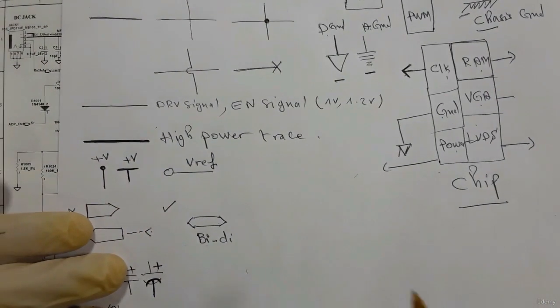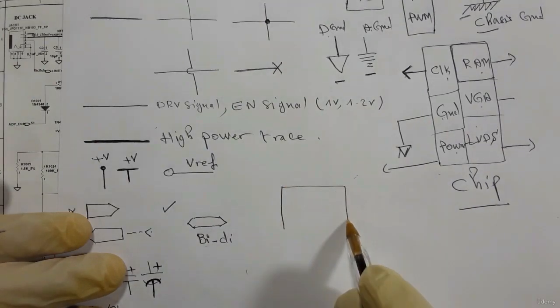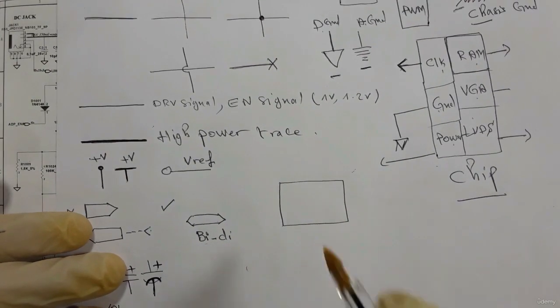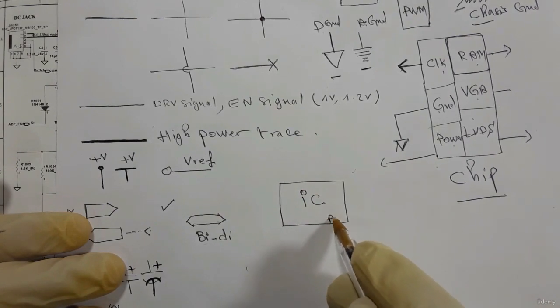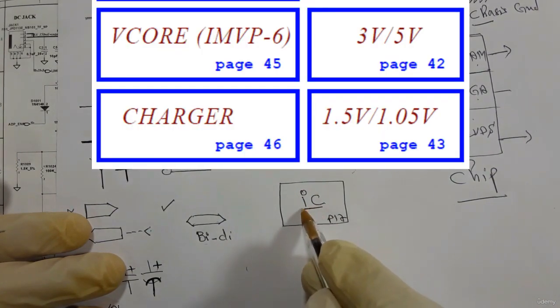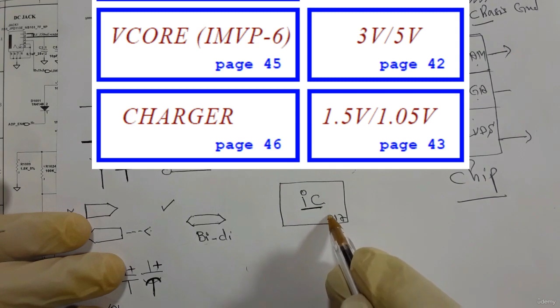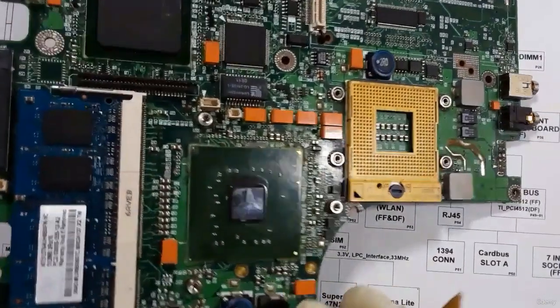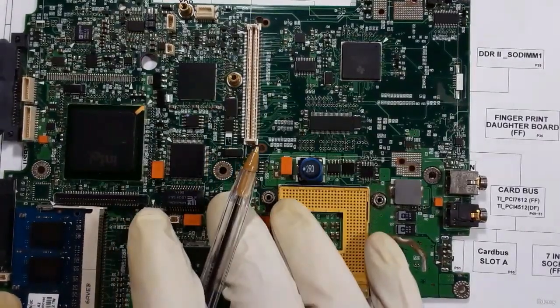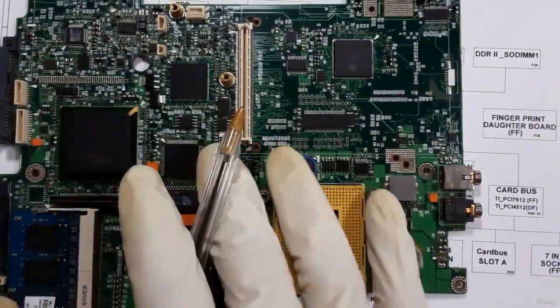I want to add that, for example, you can find an IC. For example, this is an IC, and you will find here P17. It means this IC exists on page number 17 in the schematic. So we will study this motherboard. We will read everything in this motherboard.